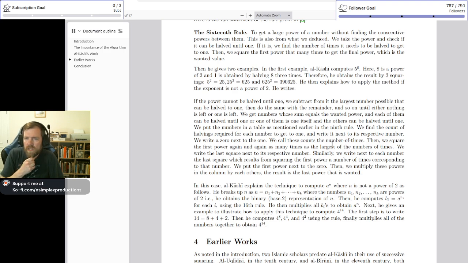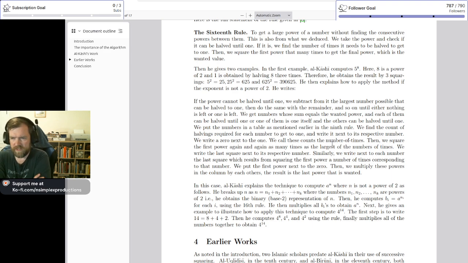Looks like find the count of the halvings required for each number to get to 1. Write it next to the respective number. Then we write 0 next to the 1. Count these. We call these counts the number of times. Then we square the first power again and again as many times as the largest of the numbers of times. We write the last square next to the respective number.